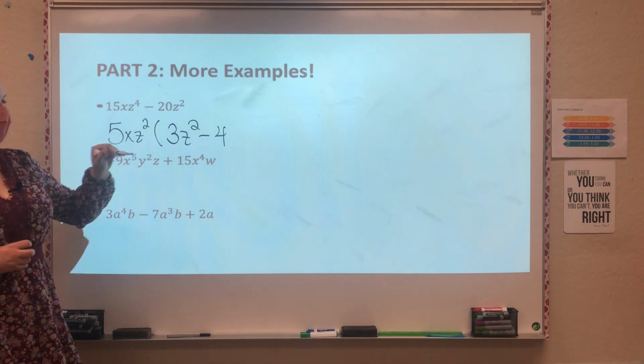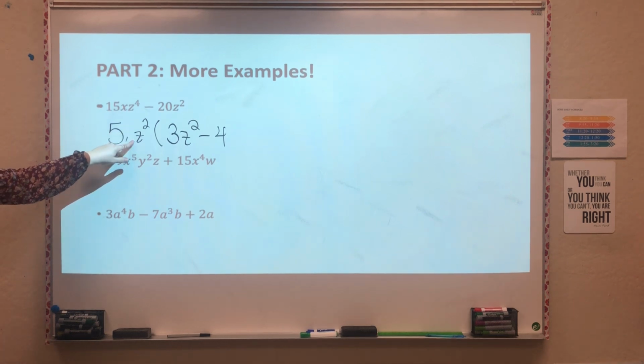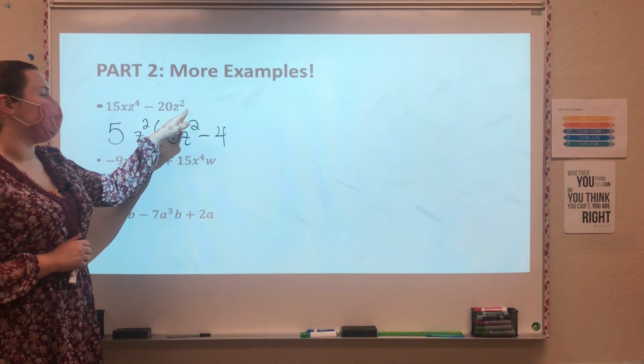Oh, wait. But wait. But wait, what? The greatest common factor can't have an x in it. Why can't it have an x in it? Because the second number does not have an x in it. Yep, so the second term doesn't have an x.